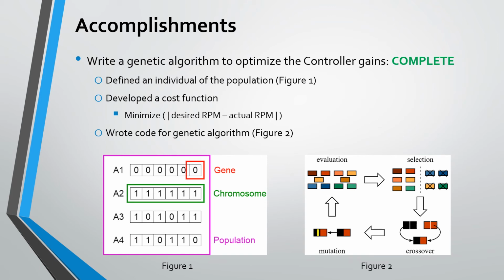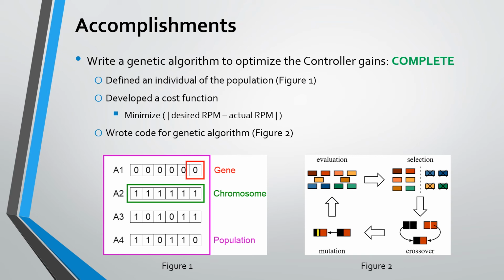The final goal of my project was to optimize the behavior of the system. I wrote a genetic algorithm to optimize the controller gains. First, I defined an individual of the population. Each chromosome contains 6 genes, one for each of the controller gains we want to optimize. The population consists of 100 individuals.